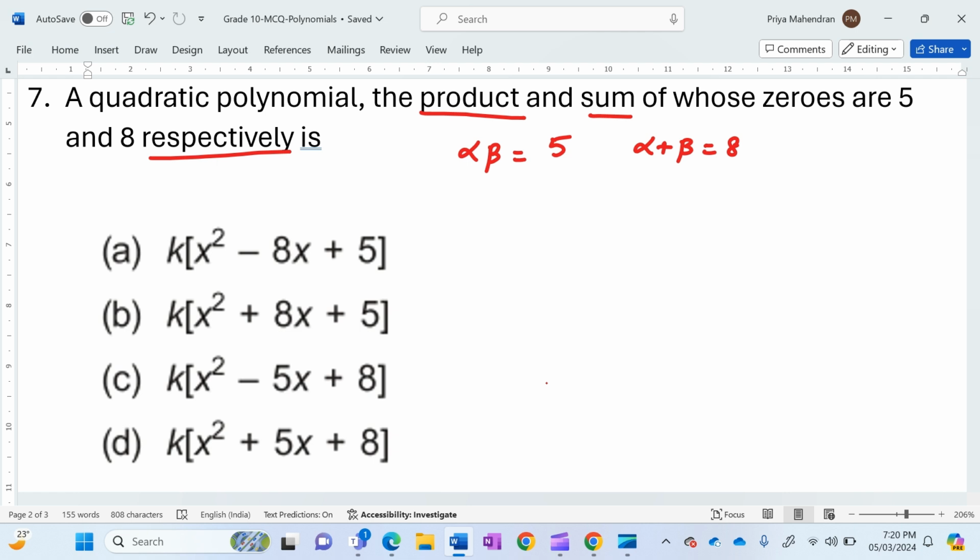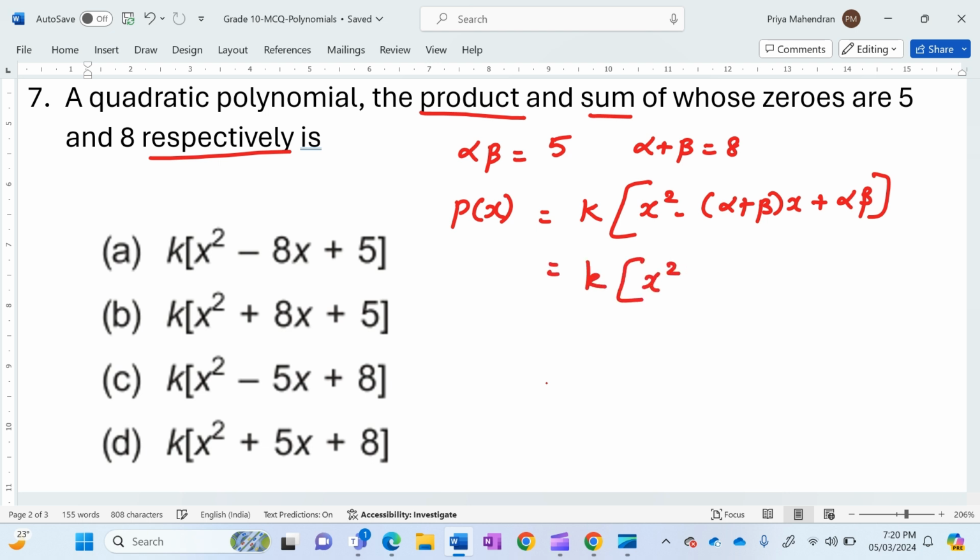Okay. So now how will I frame the quadratic polynomial? If I want to frame the quadratic polynomial in terms of x, it is k times x square minus sum of the roots into x plus product of the roots, isn't it? So I'm going to substitute the values here. So x square minus alpha plus beta, which is 8, times x plus the product of the roots, which is 5. So the option is A.